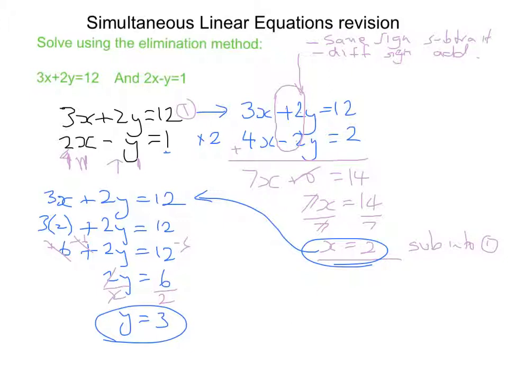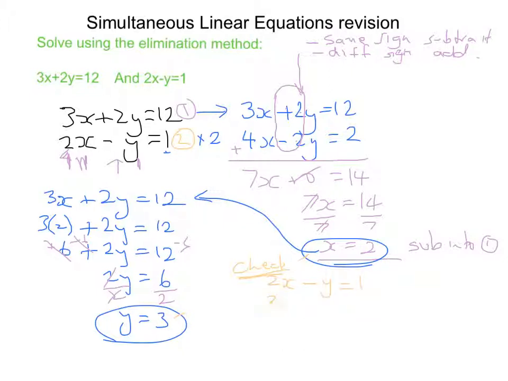Now let me get another colour pen here. And what we're going to do is to throw both our x and y values that we've found, and we'll put them into the second equation up here. So our second equation, we've got 2x. I'll actually write that as our check. Check the answer. 2x take away y equals 1.